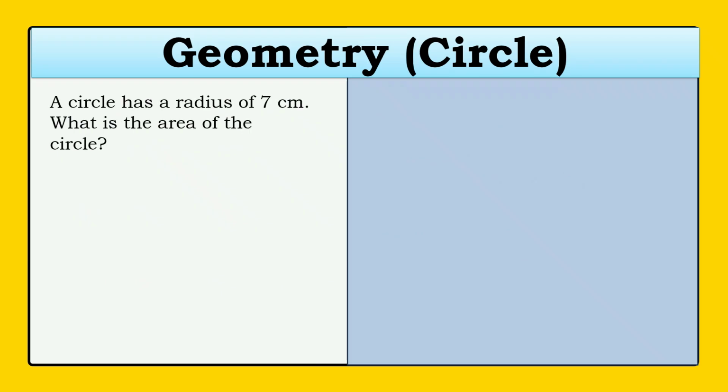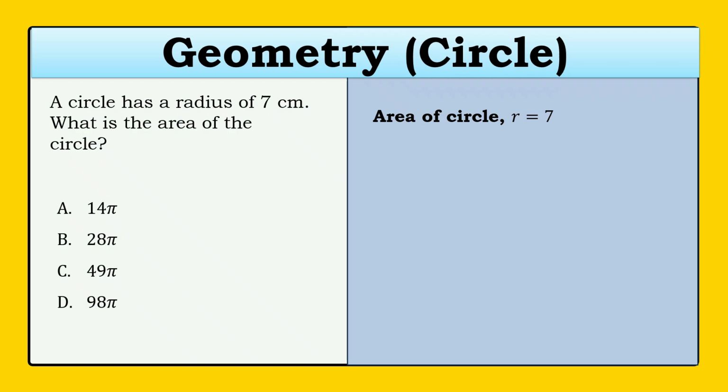A circle has a radius of 7 centimeters. What is the area of the circle? A. 14 pi, B. 28 pi, C. 49 pi, or D. 98 pi? What do you think the answer? Alright, let's solve this problem. So we're going to find the area of the circle, given the radius, which is 7.